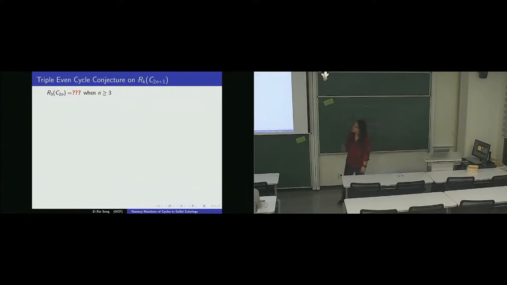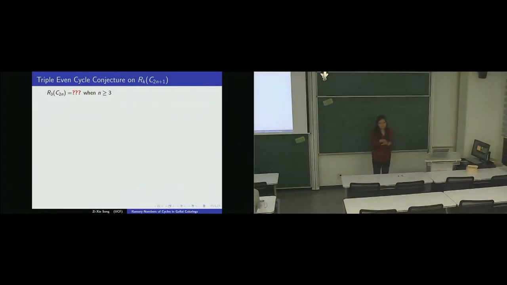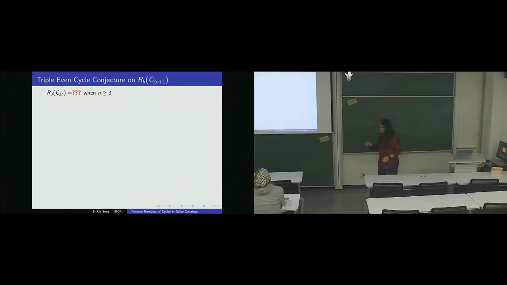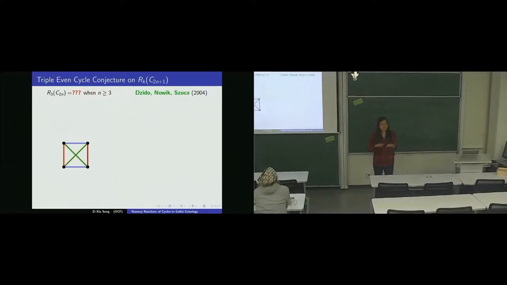However, for three-colored ones, we do have one. So how do you determine the three-colored Ramsey number for even cycles? How do you build up a construction for the lower bound? You can do the following. The construction is due to Sun, Yang, Xu, and Li. Start with K4. You take a proper coloring of K4, which means each color class is a perfect matching, two edges. Now pick your favorite color.